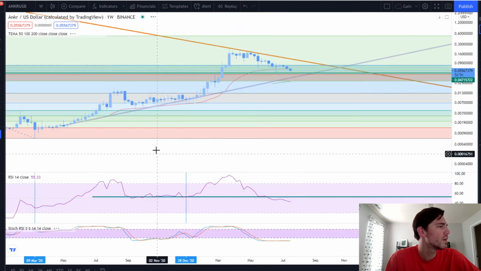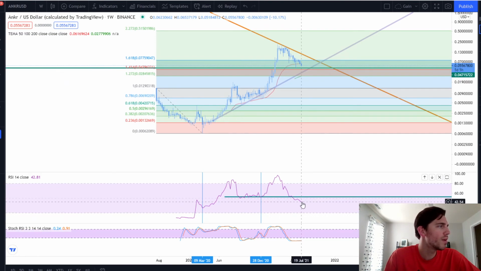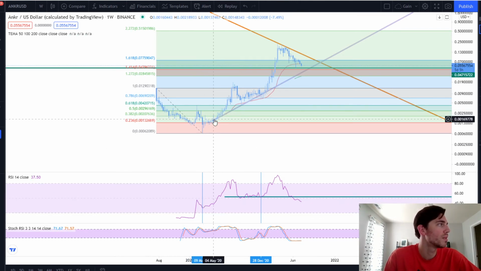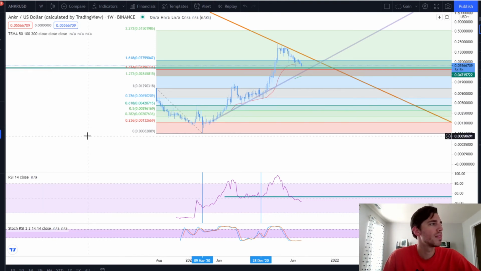Let me come back down on the weekly here. You can see here on the weekly we're not at all-time lows, but we're the lowest we have been on the RSI since over a year ago in May of 2020, and we're sitting at a pretty healthy level here. In May 2020 the price was at a tenth of a cent, and now we're at 5.5 cents. So things are looking very good.